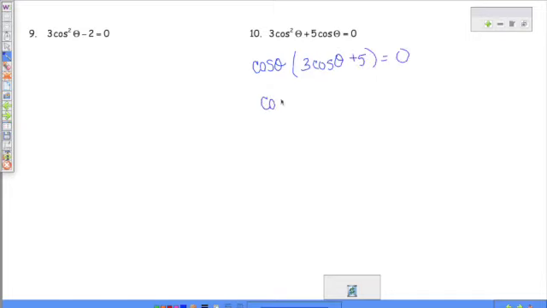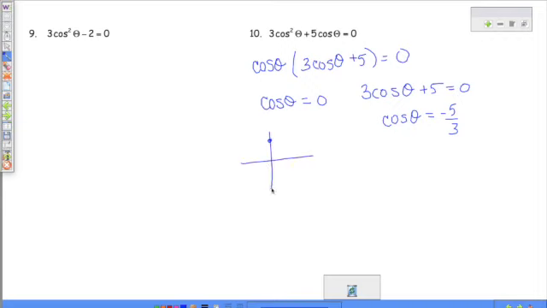So I get cosine theta is equal to 0, or 3 cosine theta plus 5 is equal to 0. So this is cosine theta is equal to -5/3. Over here, cosine's my x, so it takes place right here at 0, 1, and 0, -1. So on this side, my answers are 90 and 270 degrees. And then on this side, uh-oh, I need my calculator. Oh, hold on a second.